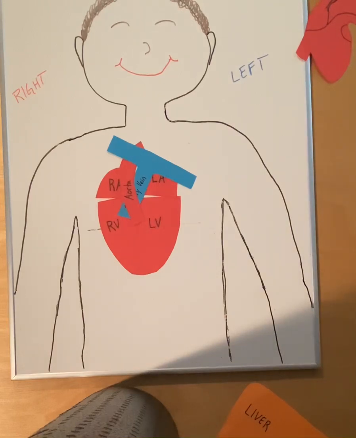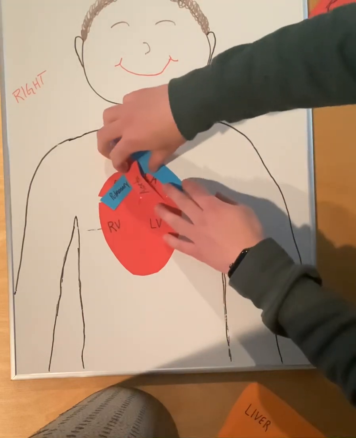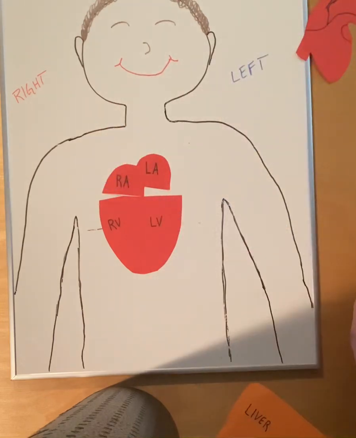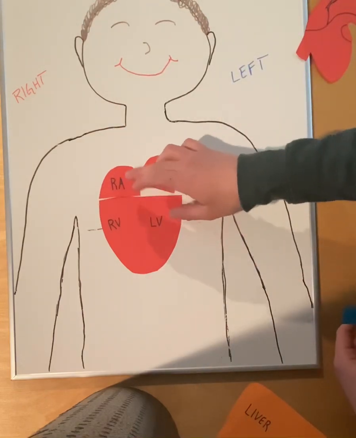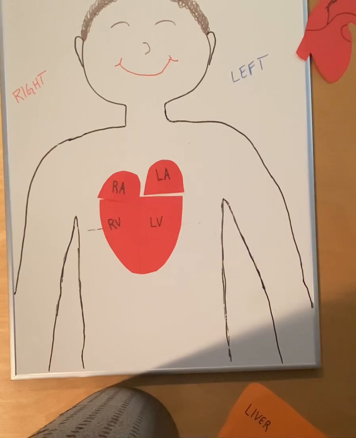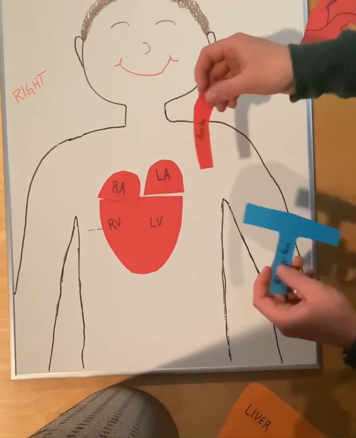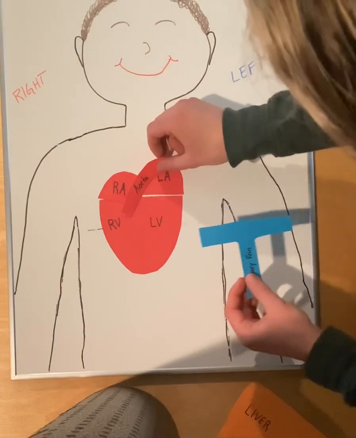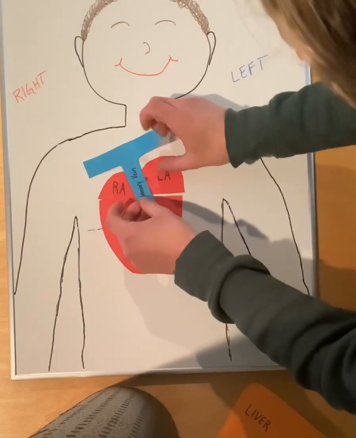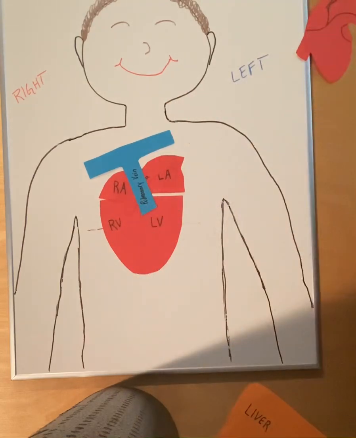In type 2, there's a concordant atrioventricular connection, meaning the right atrium is with the right ventricle and the left atrium is with the left ventricle. However, a discordant ventricular arterial connection, which means the aorta will come out of the right ventricle and the pulmonary vein will come out of the left ventricle.